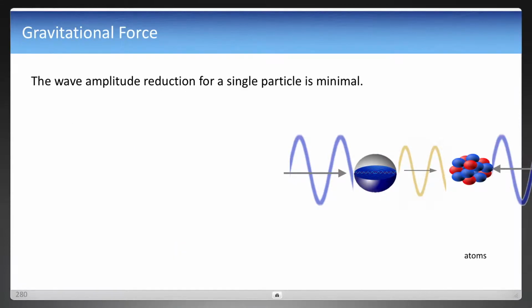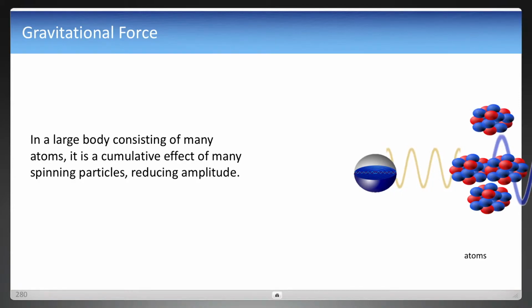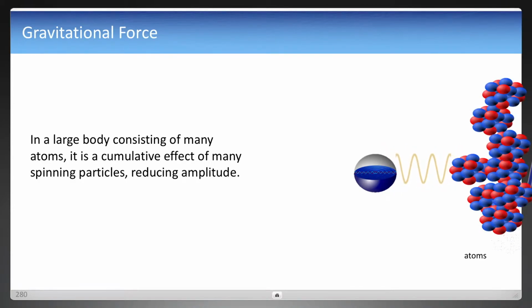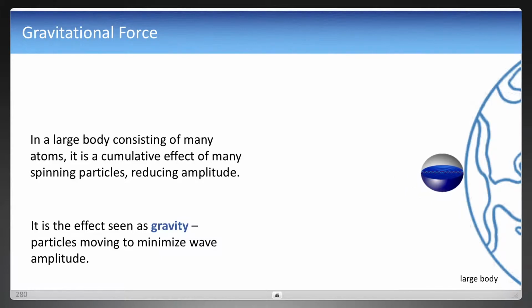Now for a single particle, because it is so slight, with an atom, which is now electrically neutral and not repelling it, that electron would be attracted, but it is so slight and it's not noticeable. It's not noticeable until you have a collection of a number of different atoms, because it's a cumulative effect on the decrease in that amplitude. And so in a large body that consists of many, many atoms, we see that effect as gravity.